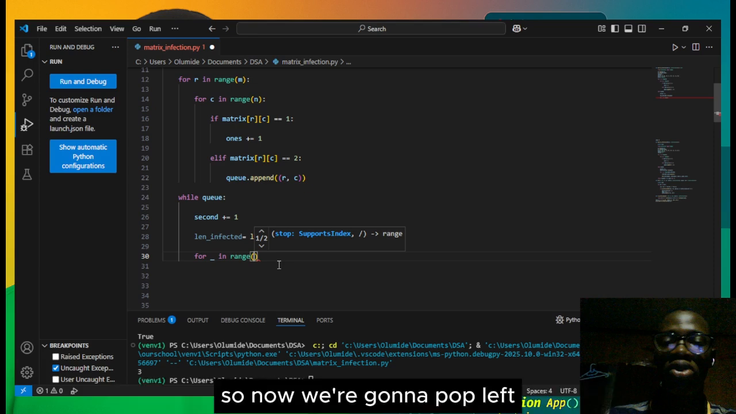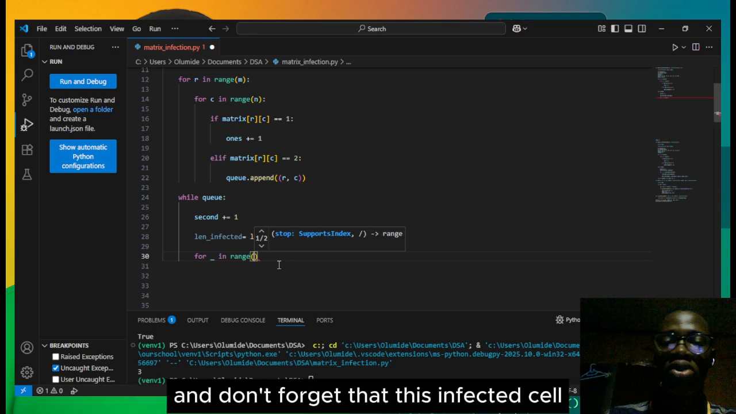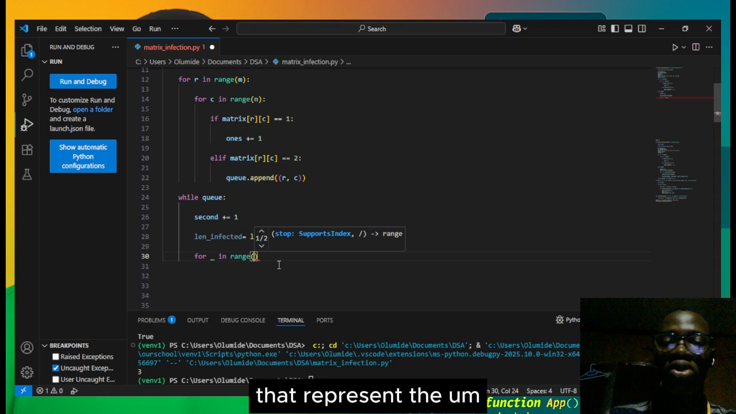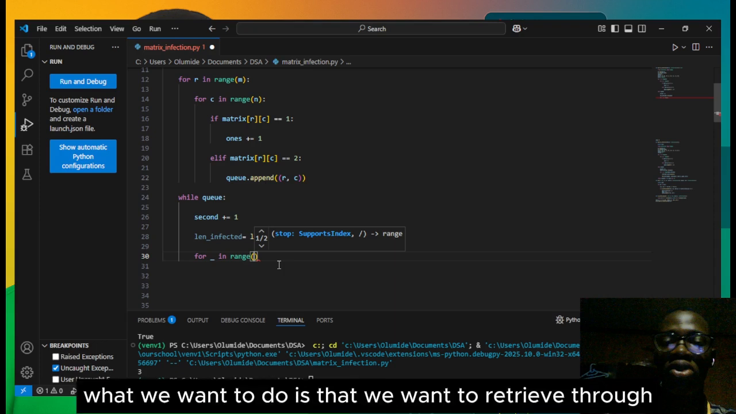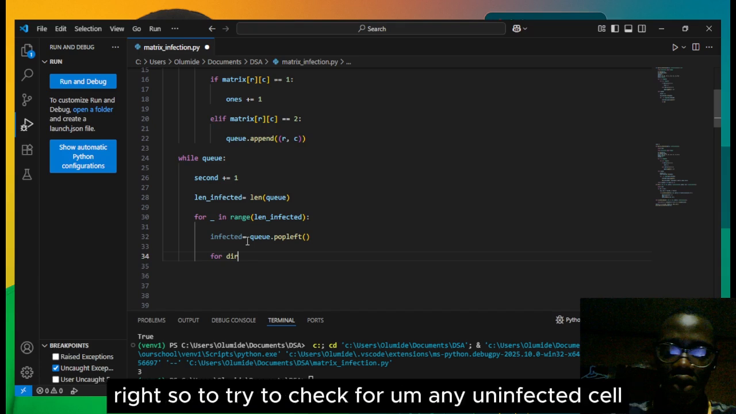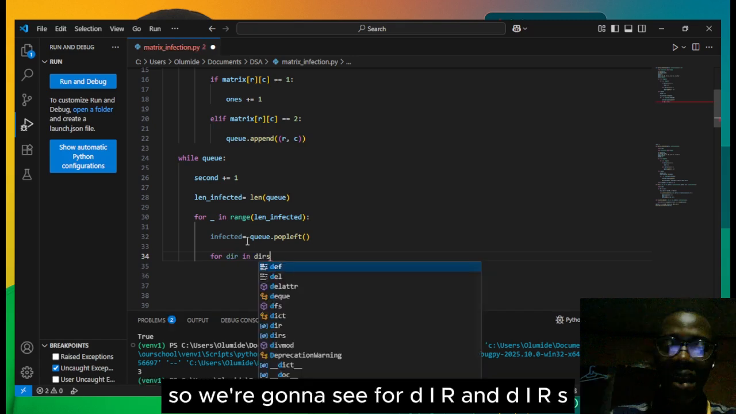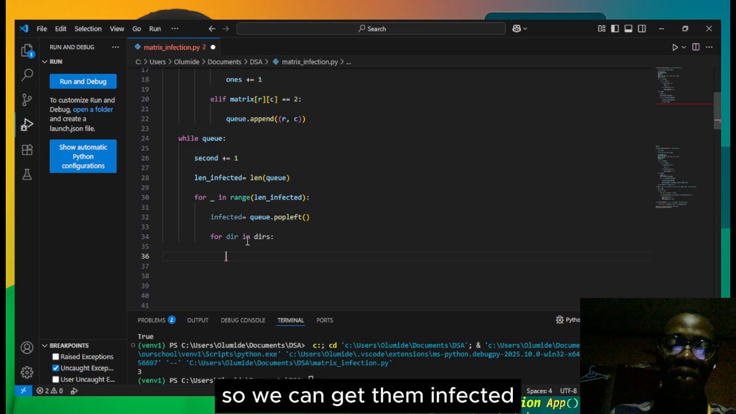So now we're going to pop left. Now we have the particular infected cell, and don't forget that this infected cell is actually represented by a tuple that represents the row and column of that particular cell that is infected. So what we now do is iterate through its horizontal and vertical cells, to check for any uninfected cell. So we're going to see for dir in dirs, so we can check for any uninfected cell so we can get them infected.